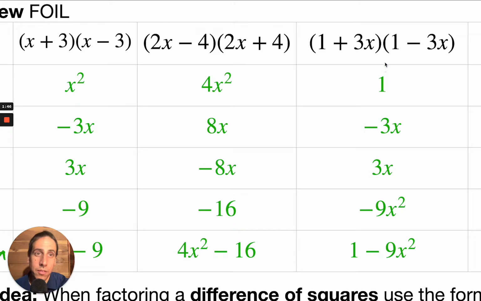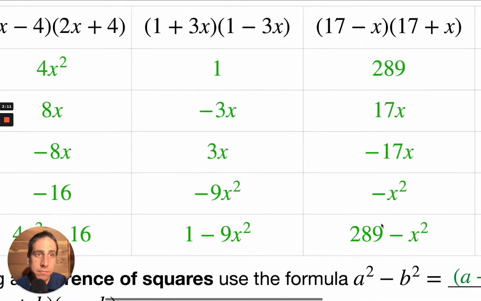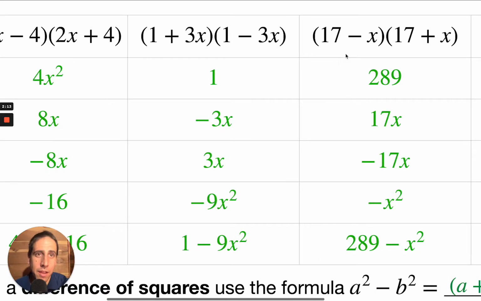1 plus 3x, well, okay, so the first term is 1 times 1 is 1. And then 1 times minus 3x is minus 3x. And then the inside terms, 3x times 1 is 3x. And 3x times minus 3x is negative 9x squared. Lo and behold, the two middle terms cancel, so we don't have to write them. It's just going to be 1 minus 9x squared. Interesting. Does it fit the pattern that we've seen so far?